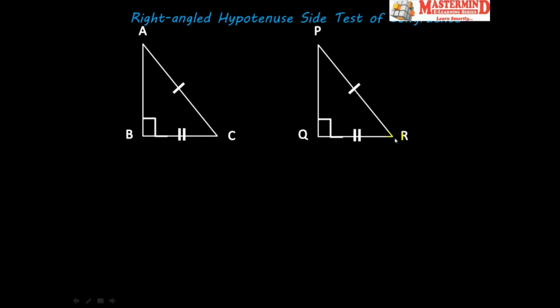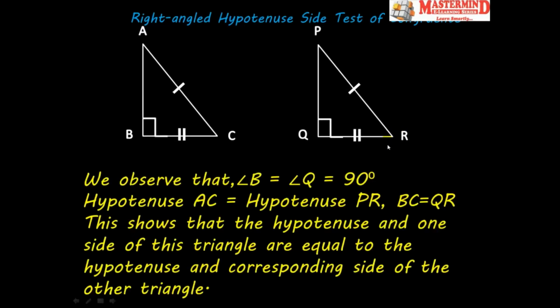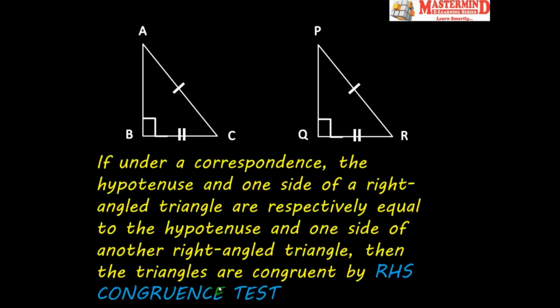Now, what does this test say? First of all, we'll write down what we know. We observe that angle B is equal to angle Q is equal to 90 degrees. And this hypotenuse AC is equal to the hypotenuse PR. Also, we can observe that this side BC is equal to the side QR. This shows that the hypotenuse and one side of this triangle are equal to the hypotenuse and the corresponding side of the other triangle. In such a case, we'll define the RHS congruence test.